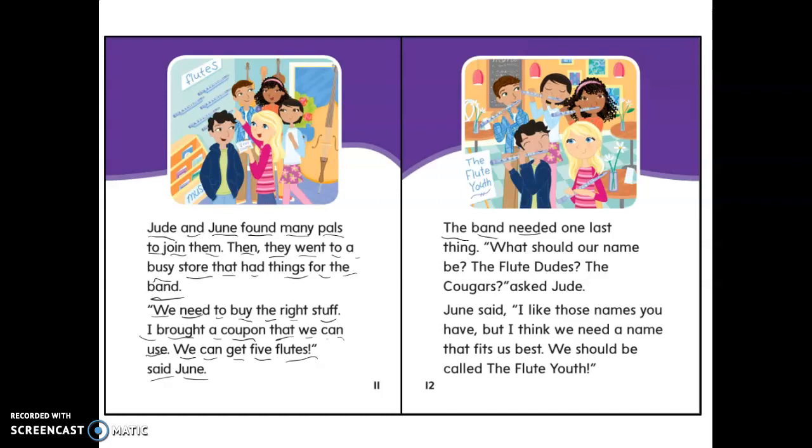The band needed one last thing. "What should our name be? The Flute Dudes? The Cougars?" asked Jude. June said, "I like those names you have, but I think we need a name that fits us best. We should be called the Flute Youth."